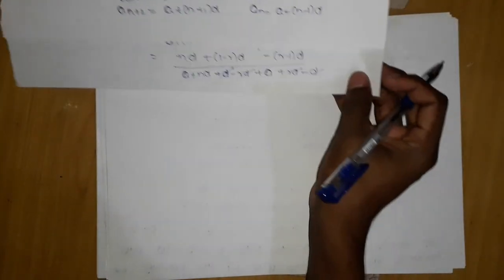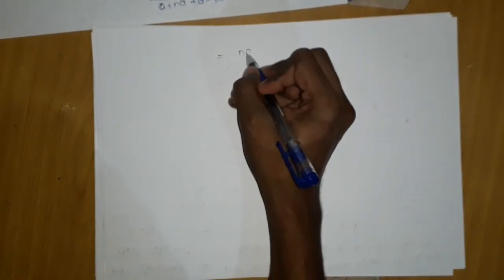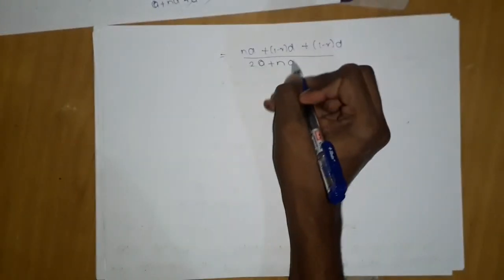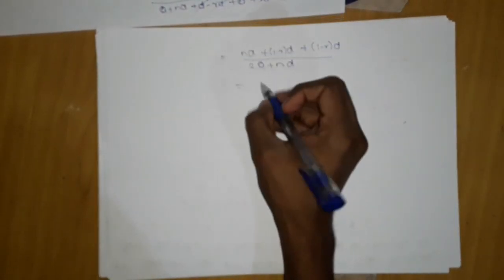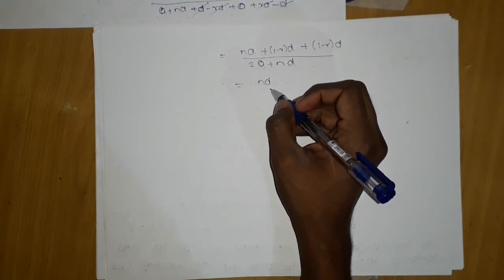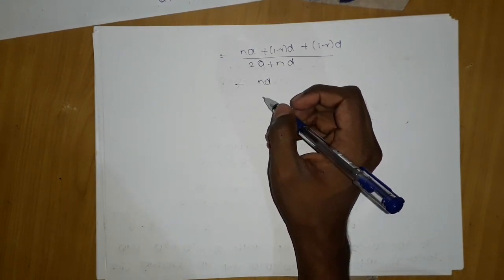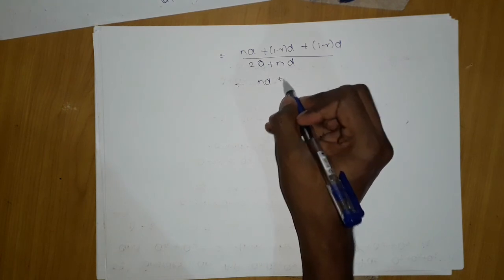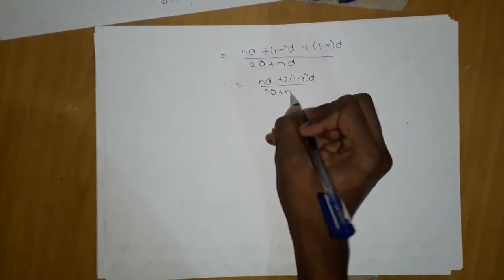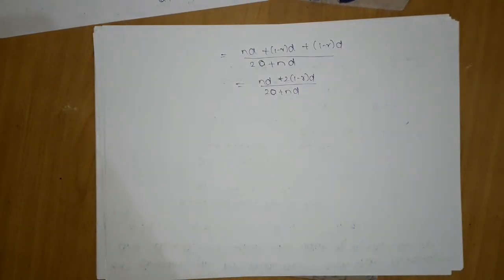Okay, fine, everything is right. Okay, now let me take the next page. In the next page we can write nd plus (1 minus r)d. If I take minus outside, this will become plus (1 minus r)d upon 2a plus nd. After this thing, what we can do, this will become nd plus 2(1 minus r)d upon 2a plus nd. Okay, a plus n plus 1.